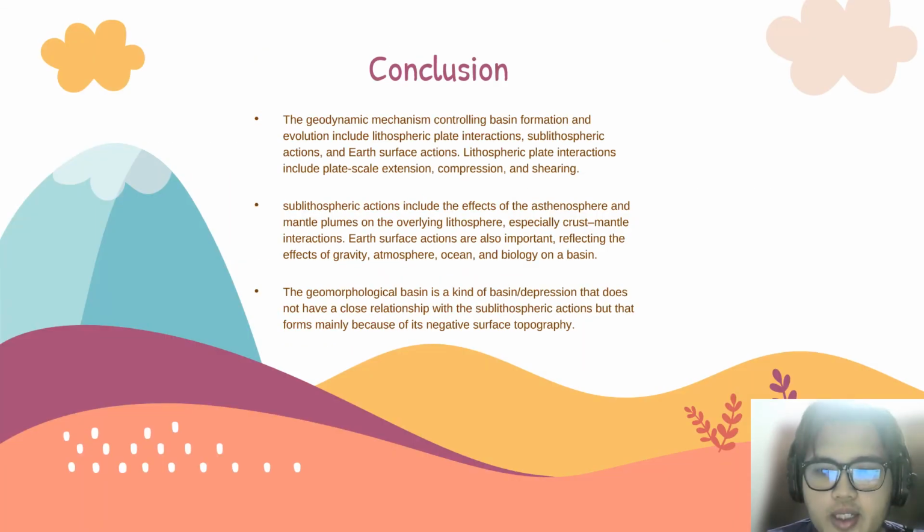There are three conclusions that I would like to make in my presentation. The first one is the geodynamic mechanism of continental basin formation and evolution, which includes lithospheric plate interaction, sublithospheric action, and earth surface action. Lithospheric plate interaction includes plate scale extension, compression, and shearing. The next conclusion is that sublithospheric action includes the effect of the asthenosphere and mantle plume on the overlying lithosphere, especially crust-mantle interaction. The last conclusion is that the geomorphological basin is a kind of basin or depression that does not have a close relationship with the sublithospheric action, but forms mainly because of its negative surface topography.